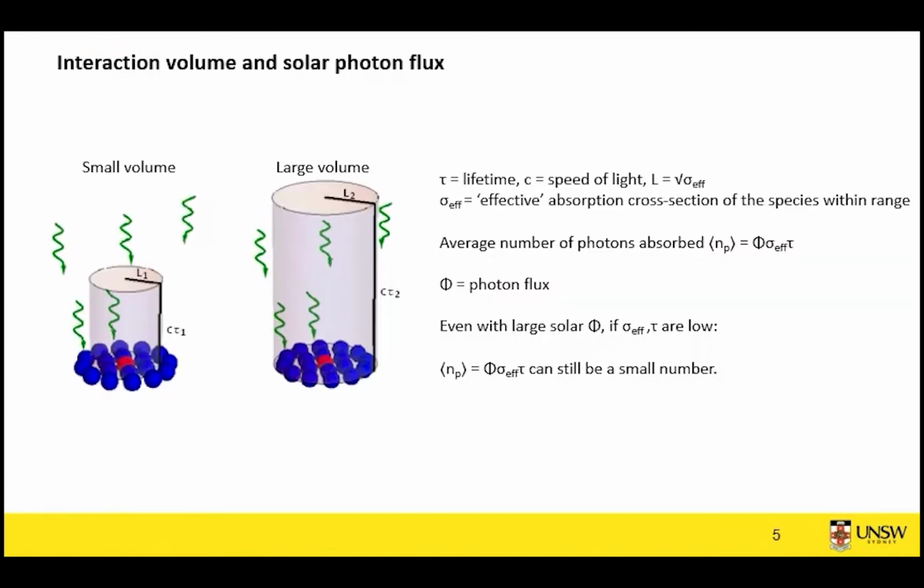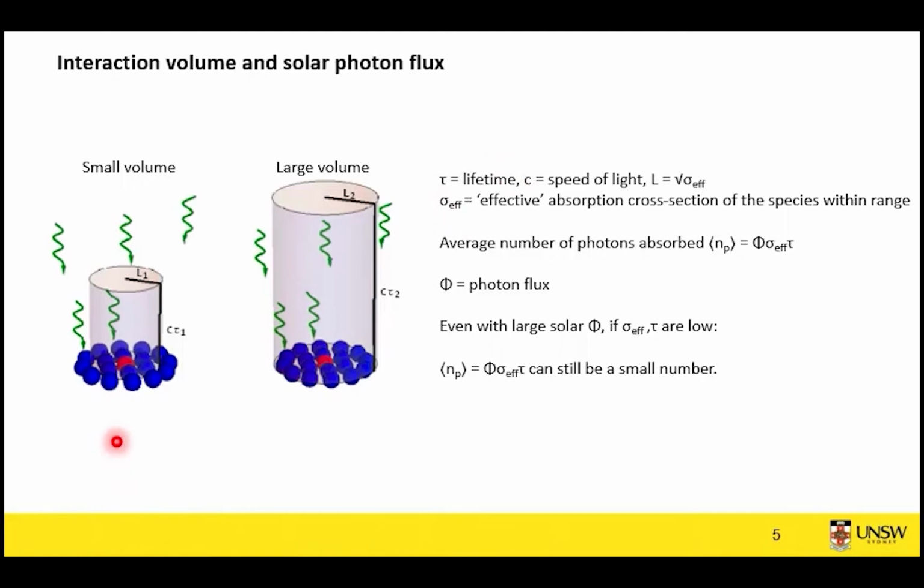Here we consider a generic concept that requires interaction. So if you already have an excitation present, shown here in red, it needs another species to be excited for it to interact with. Now these interactions typically occur at a specific spatial range. So we define sigma effective, which is the effective absorption cross-section of the species that are within range of the excitation. And of course, the excitation also has a lifetime.